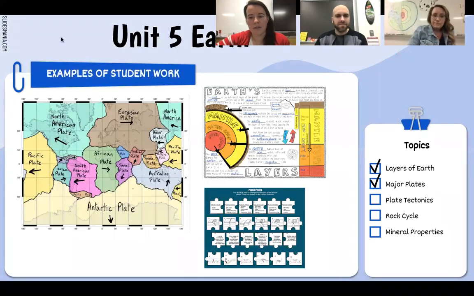Our current unit is Unit 5, which is Earth. So we are just into the very beginning of this. We started with Earth's layers, which you see on our doodle notes over here that are colored. And then right now we have moved into plate boundaries. So students are looking at how major plates are moving around the Earth and how it's changing. And we will move on.